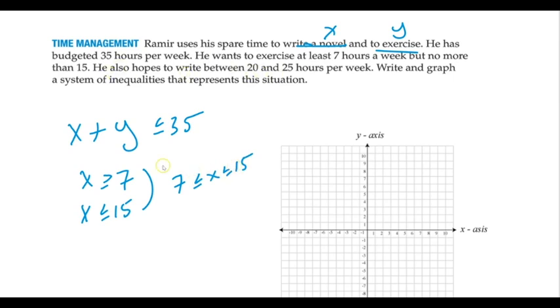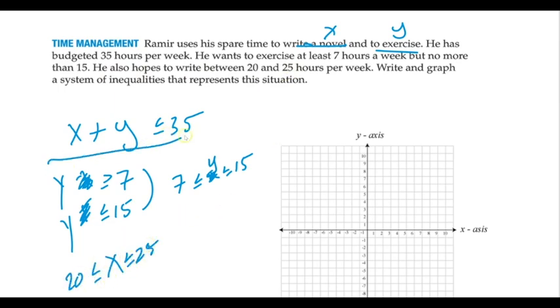He also hopes to write between 20 and 25 hours per week. So his writing, his novel. Sorry. He also hopes to write between 20 and 25 hours per week. x is between 20 and 25 hours per week. Now we have our equations. We have this equation, we have this equation, we have this equation. We'll start off with these bottom two first. Those are the easier ones.